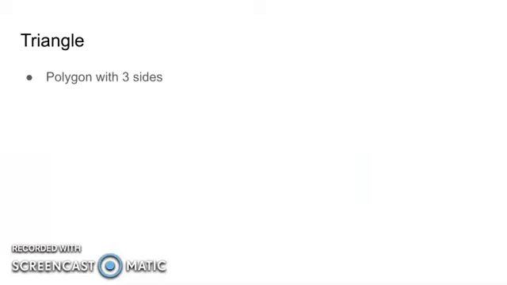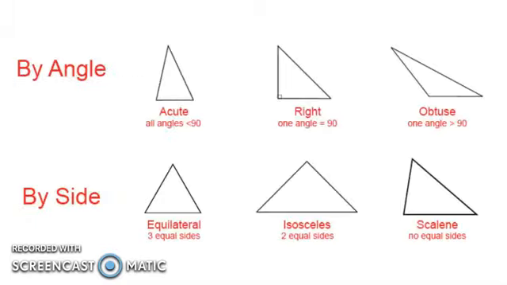Okay, and now we have a triangle. A triangle in basic terms is just a polygon with 3 sides, but there are a lot of classifications for what a triangle looks like.